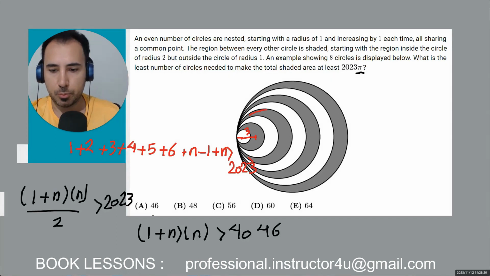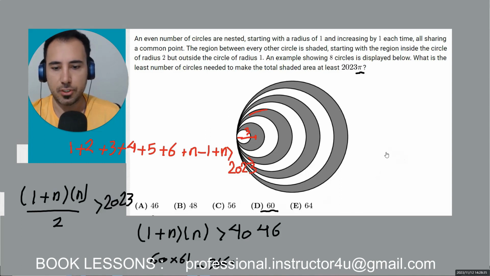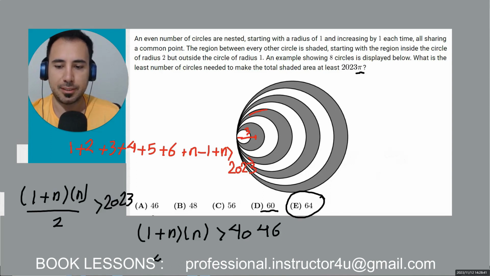So now at this point, if we try 60 instead of n, it will be 60 times 61, which will be 3660, which is not going to be large enough. So definitely the answer will be 64 times 65.